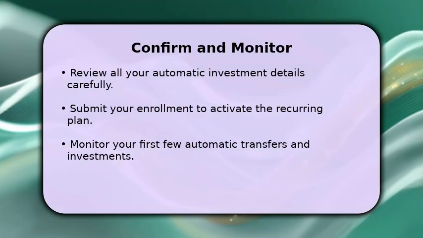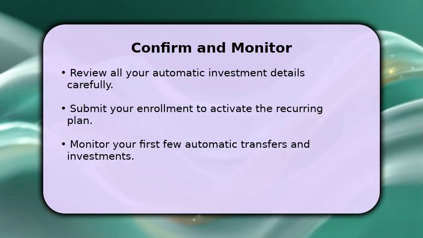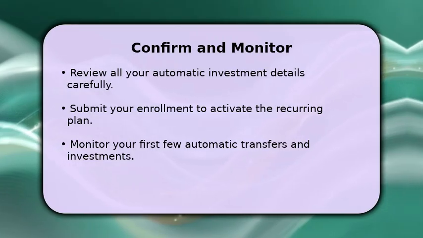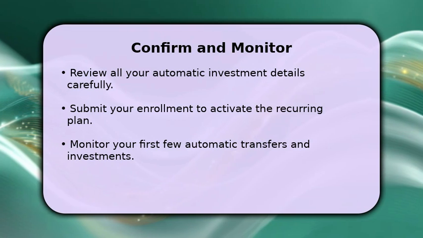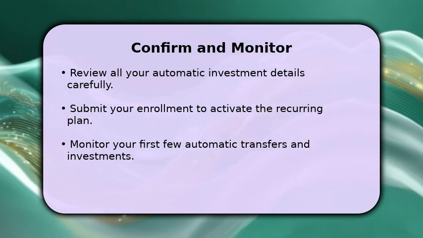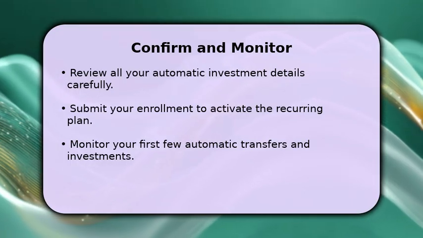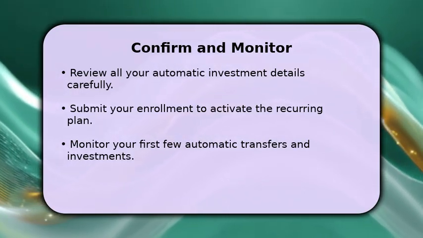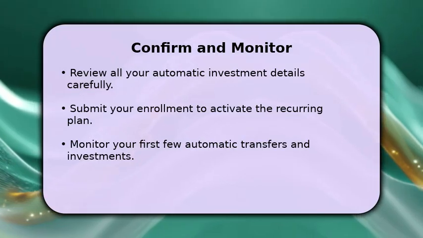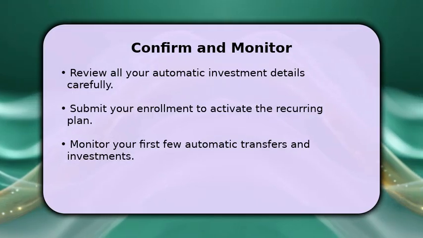After entering your details, carefully review all the information on the confirmation page to ensure accuracy. Once everything looks correct, submit your enrollment to activate your automatic investment plan. For the first couple of months, it's a good idea to check your account to confirm that both your recurring transfers and investments are processing as intended. This ensures your plan is running smoothly, helping you build wealth consistently.